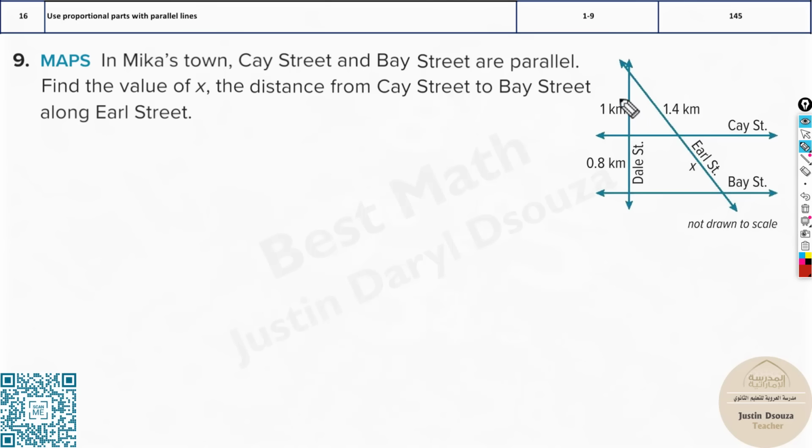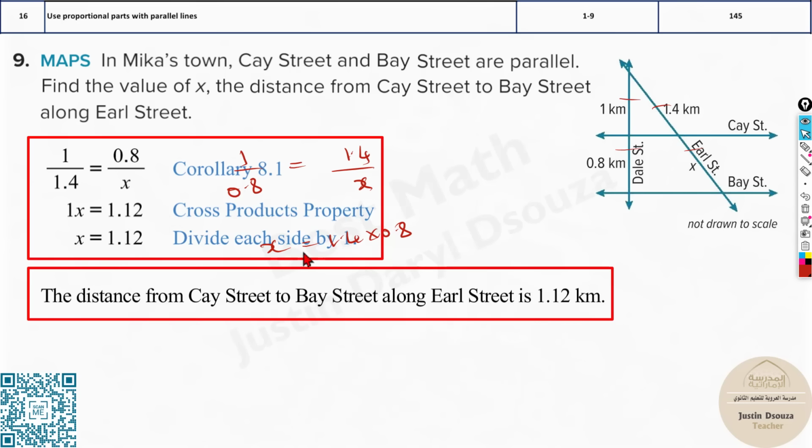Now how you can find it is very simple. The parts are already there, right? 1 divided by 0.8 will be equal to 1.4 divided by x. Take x to the other side, it will be 1.4 times 0.8. Just put it in the calculator, you get it. So it'll be 8 times 14. I'm just lazy to do it. You can put it in the calculator, it'll be 1.12. So that'll be the answer.